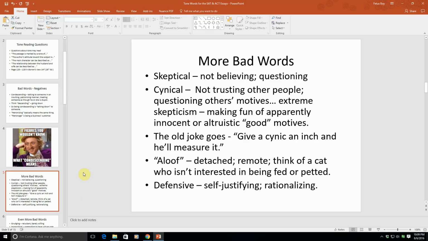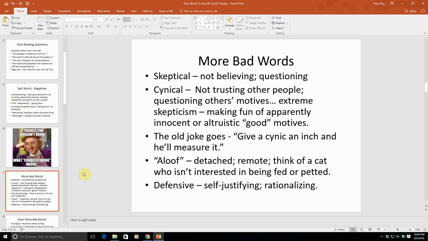Skeptical is kind of like saying, I don't know if I believe you. I need to hear a little bit more evidence before I decide if I believe you or not. A more extreme version of skeptical is the next word, which is cynical, which is when you just really do not trust other people. You're always questioning others' motives. It's extreme skepticism, and it can also be making fun of people's apparently innocent or altruistic, in quotes, good motives. The old joke goes, give a cynic an inch and he'll measure it.